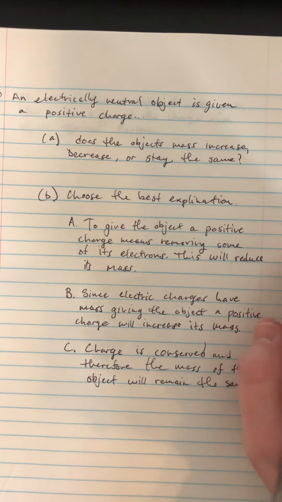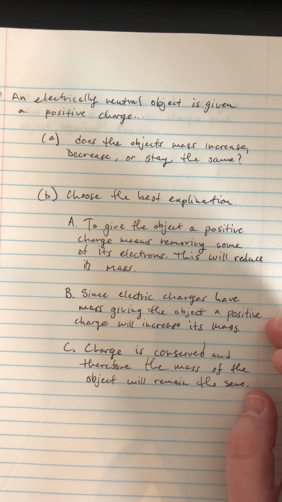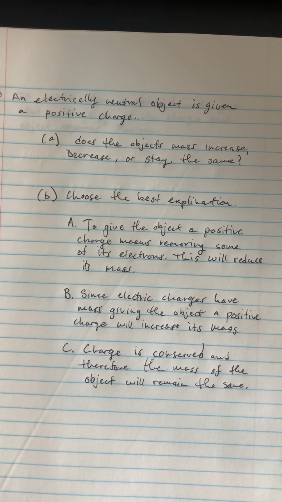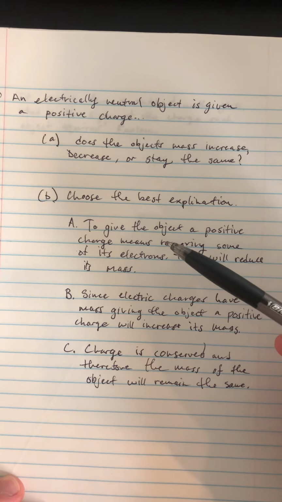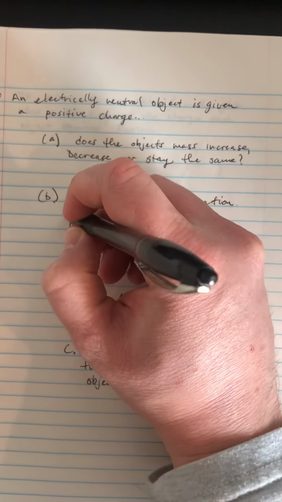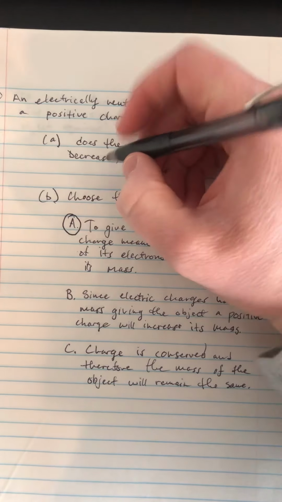The mass decreases. Since electric charges have mass, giving the object a positive charge will increase its mass. So there's our argument for the mass increasing. Charge is conserved, and therefore the mass of the object will remain the same. There's our explanation for the mass staying the same. So if we read through these, to give an object a positive charge means removing some of its electrons. So let's just say the answer is A. The answer is A, and the mass is going to decrease.